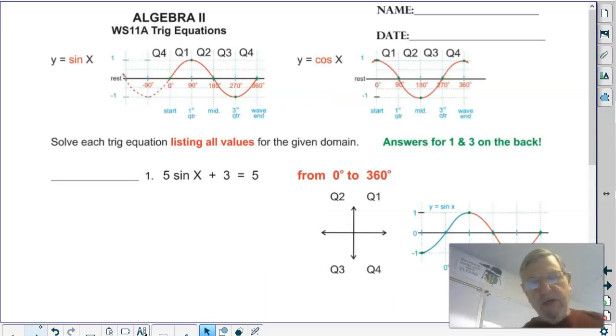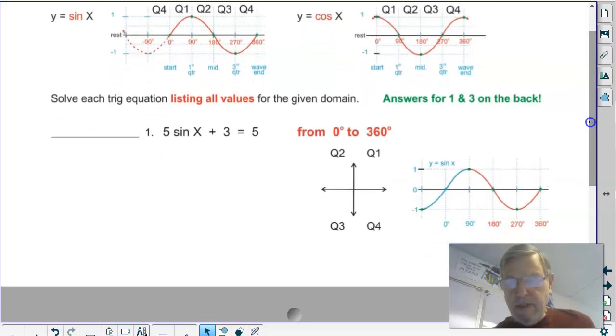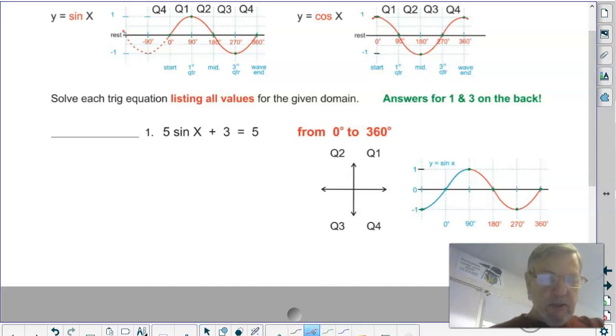All right, so trig equations. Let's start off. I've got the patterns up there, and you can see those patterns. It's important that we understand the pattern as we try to figure out the value of these trig functions. First off, we have to isolate the variable, just like you would in any equation, and we're after an angle. We have to take note that we're only looking for values from 0 to 360.